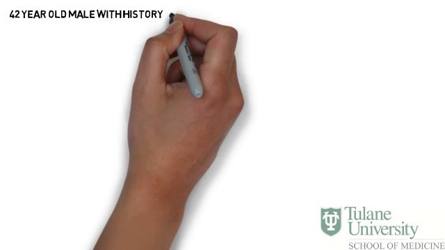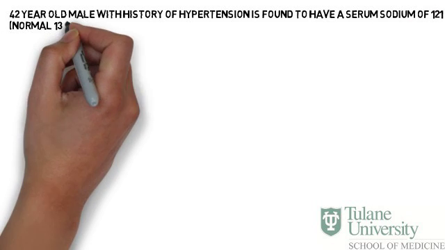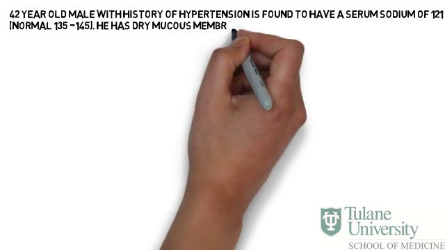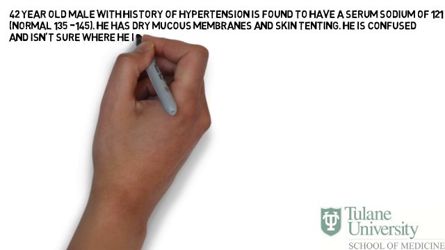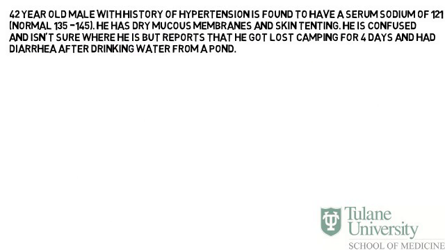So next case, let's look at a gentleman who happens to be a 42-year-old male with a history of hypertension that is found to have a serum sodium of 120. He has dry mucous membranes and skin tinting. He is confused and isn't sure where he is, but reports that he got lost camping 4 days ago and had diarrhea after drinking water from a pond.